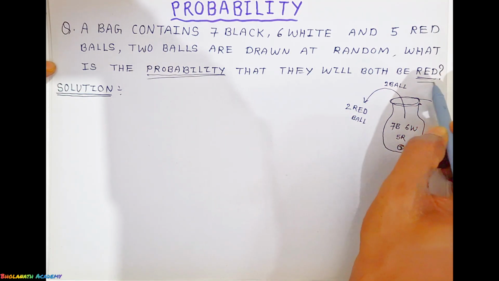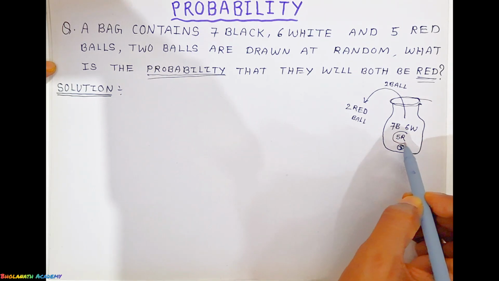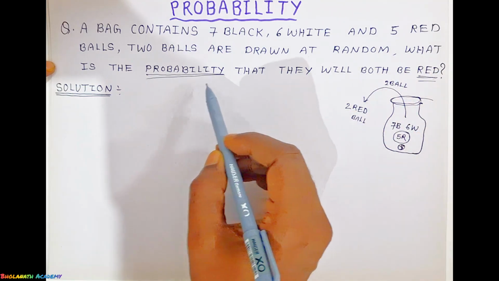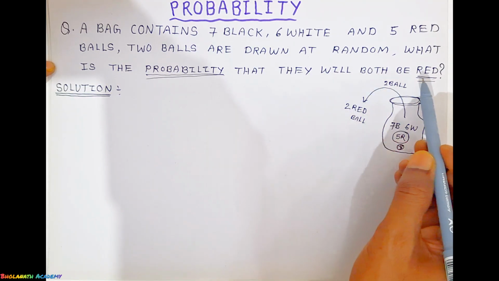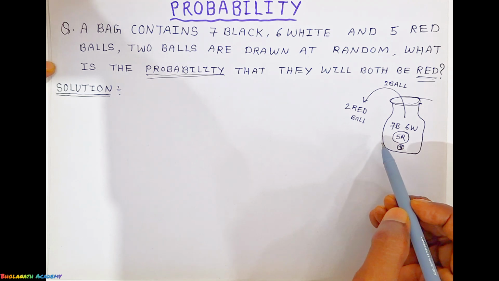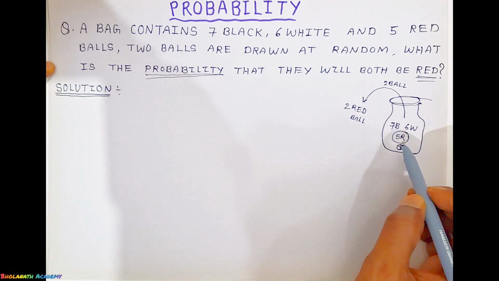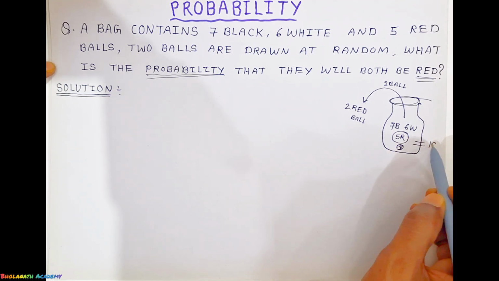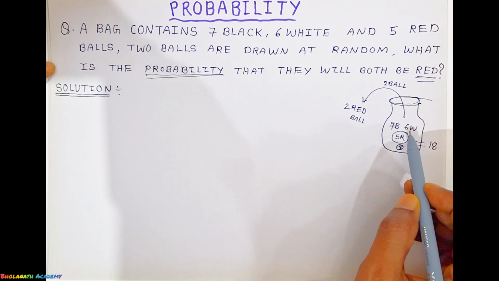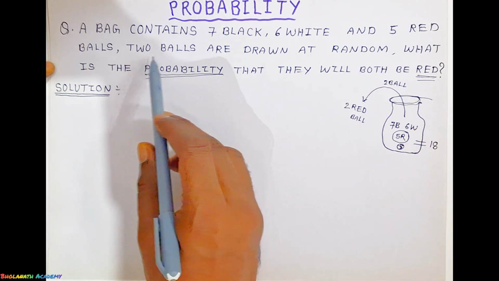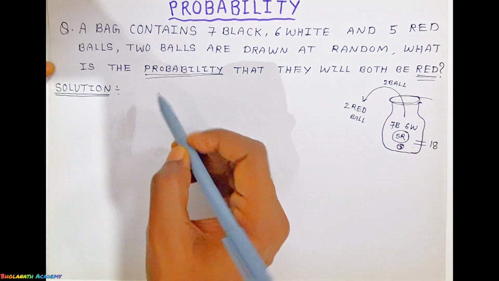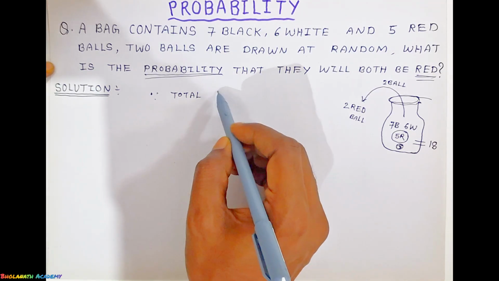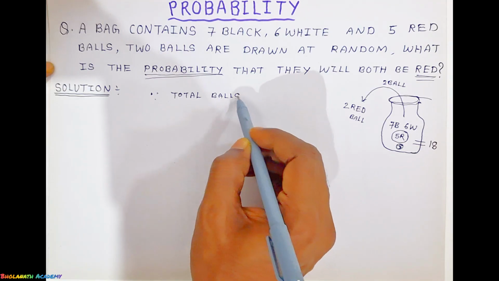The word red is very important students. Here 5 red balls are there, so I have highlighted the 5 red balls, because in the question you have to find the probability that both the balls should be red. First, you have to see the total number of balls in this bag. 7 plus 6 plus 5 equals 18 balls. You have to write in the examination: total balls in bag, 18.